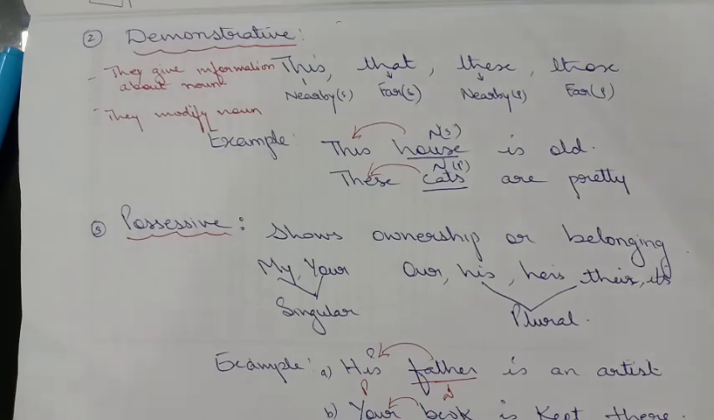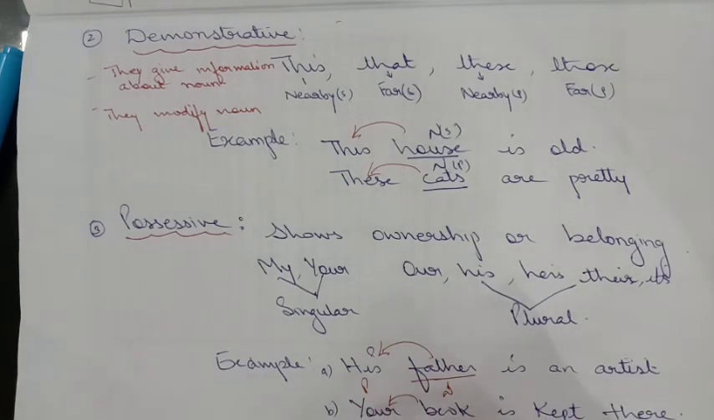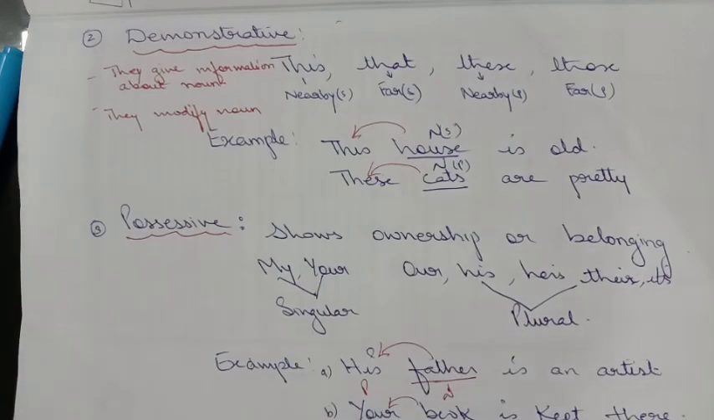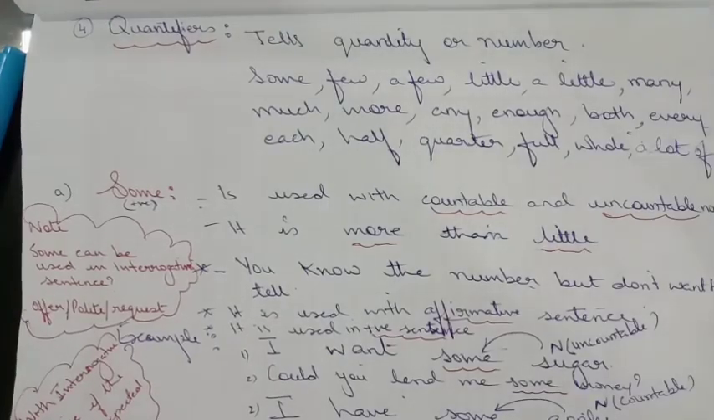The third one is possessive. Possessives show ownership or belonging. My, your, our, his, her, their, these are all possessives. My and your are singular, whereas our, his, her, their are plurals. For example, his father is an artist. Whose father? His father. Your book is kept there. Whose book? Your book. So these words are all possessives. Is the concept clear?